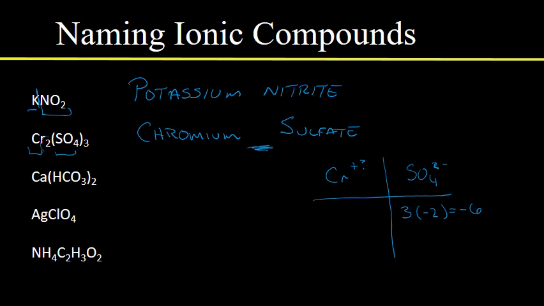That means the total positive charge has to be +6. And if we look at the formula here, there are 2 chromiums. So 2 times whatever that charge is on chromium equals +6. And that means chromium has got to be +3. Okay? So if chromium has a charge of +3, then we want to name this as chromium 3 sulfate.